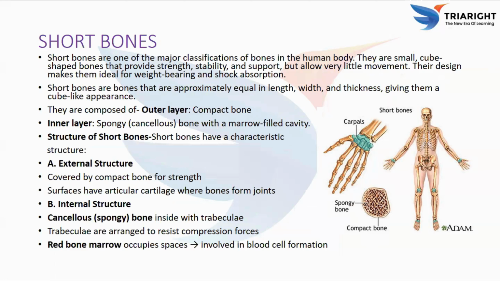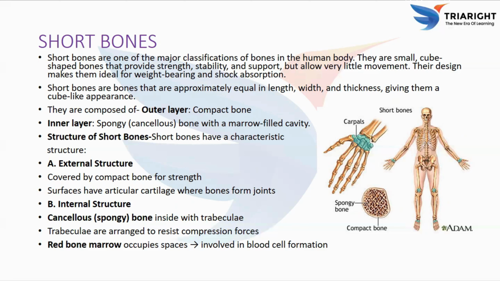So their shape makes them great for weight bearing and also shock absorption. For example, when you walk, run, or jump. So what are the characteristics of the short bone? Shape. Coming to shape, the short bones are almost equal in length, width, and also thickness. So they give us a cube-like shape structure.